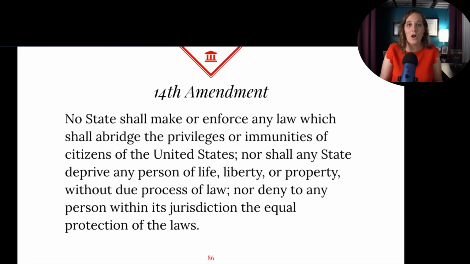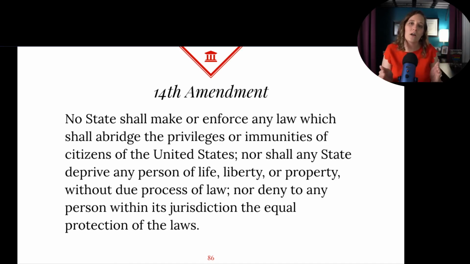The 14th Amendment comes along and it says this: no state, see that? It says state, not the federal government, state. No state shall make or enforce any law which shall abridge the privileges or immunities of citizens of the United States. Nor shall any state deprive any person of life, liberty, or property without due process of law. That last bit there is called the Due Process Clause. Nor deny to any person within its jurisdiction the equal protection of the laws. That's called the Equal Protection Clause.